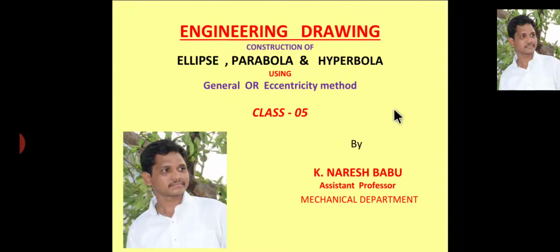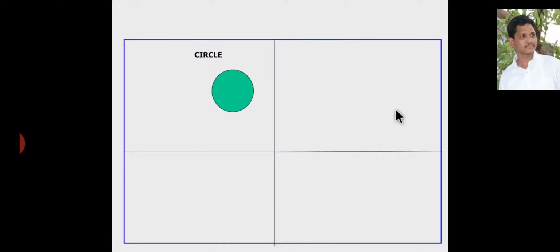In this class, I am going to explain about engineering drawing. And today's topic is construction of ellipse, parabola and hyperbola by using general method or eccentricity method. Before going to the problems, first of all you have to know the basic differences between ellipse, hyperbola, parabola and circle.